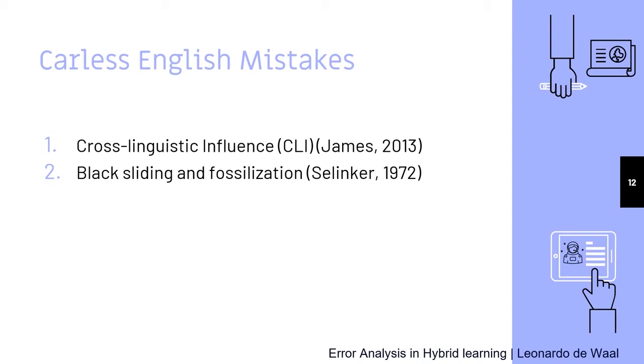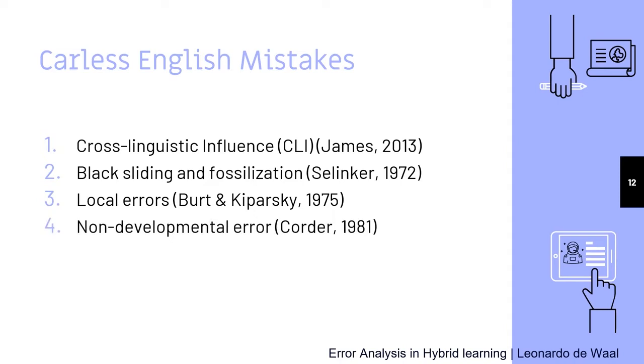Backsliding, by the way, is the reoccurrence of the mistake after this grammar component was taught, so they're made again in the future. 3. Local errors that I've discussed early on, which is errors that do not impede communication. They're very small and minor. 4. Non-developmental errors, which are the mistakes that are not caused due to the lack of knowledge. So they're not made because students are ignorant of a rule.